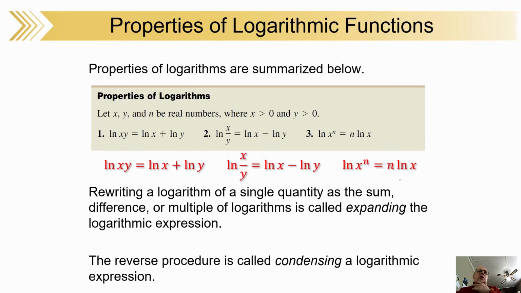So what we're going to do is we're going to rewrite them sometimes to solve logarithmic or exponential equations. Sometimes we'll need to expand the logarithmic expression. Expanding it means, for example, we'll go from this one to that one. It becomes bigger. But sometimes we need to do the opposite, condense it. That means we go from one like this to one like that.